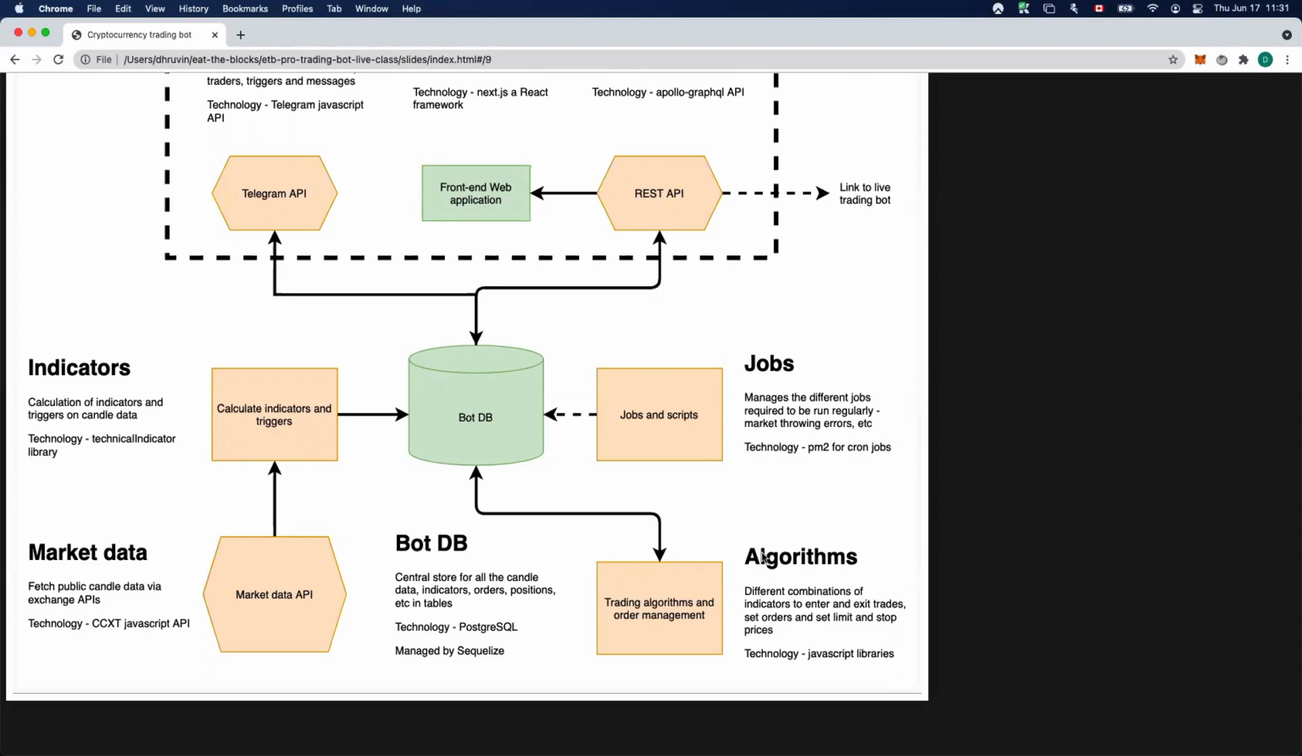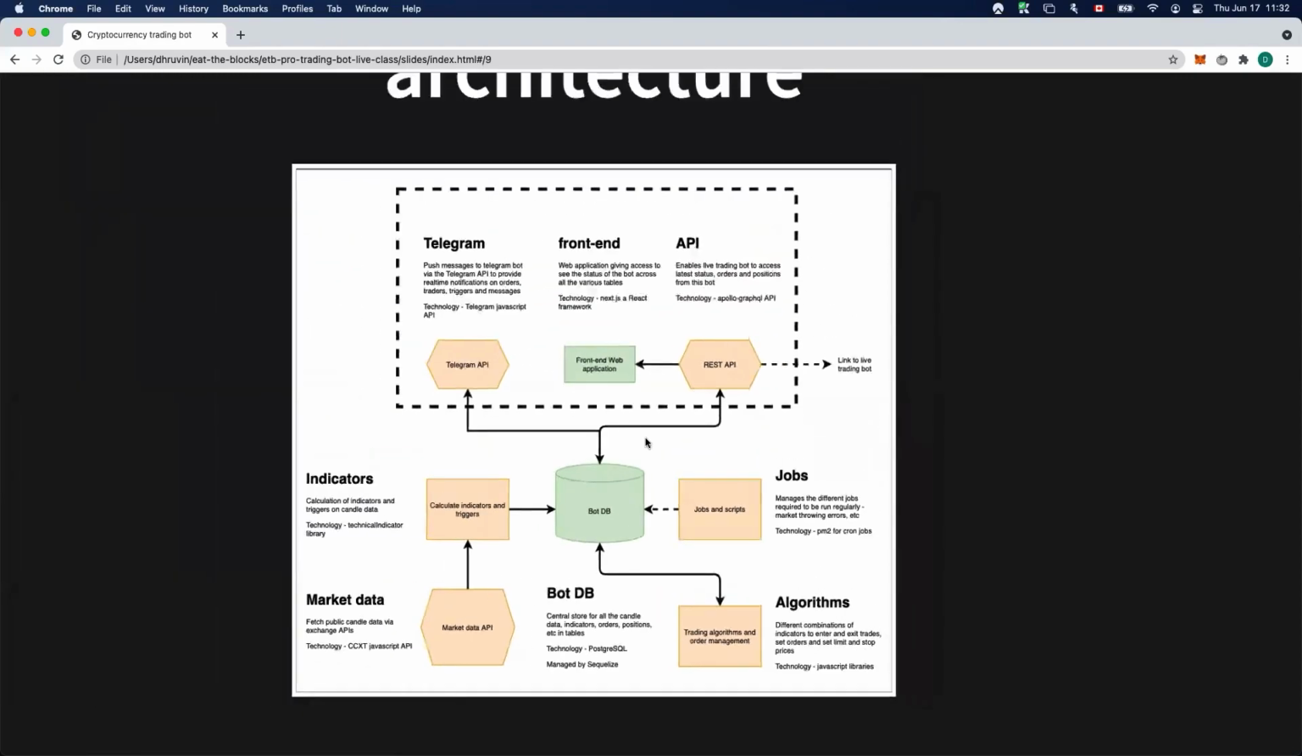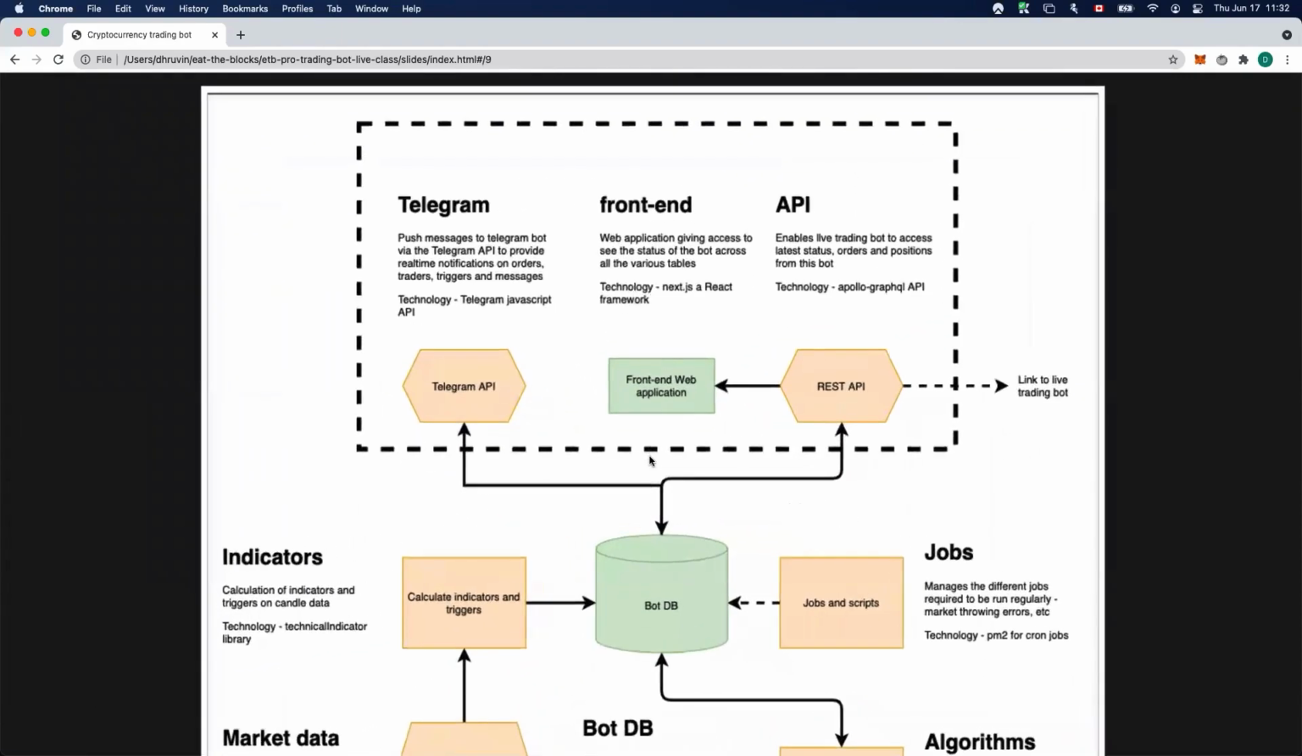And on top of that, there could also be a very sophisticated algorithm that you can use, which is going to have some combinations of indicators, when to enter and exit the trades, setting the orders, limiting the orders, and some of the stop prices. So that could be programmed using the algorithm. And then we have the jobs. As I said, it's going to be running the script that's talking to the market data. So this is what the backend looks like.